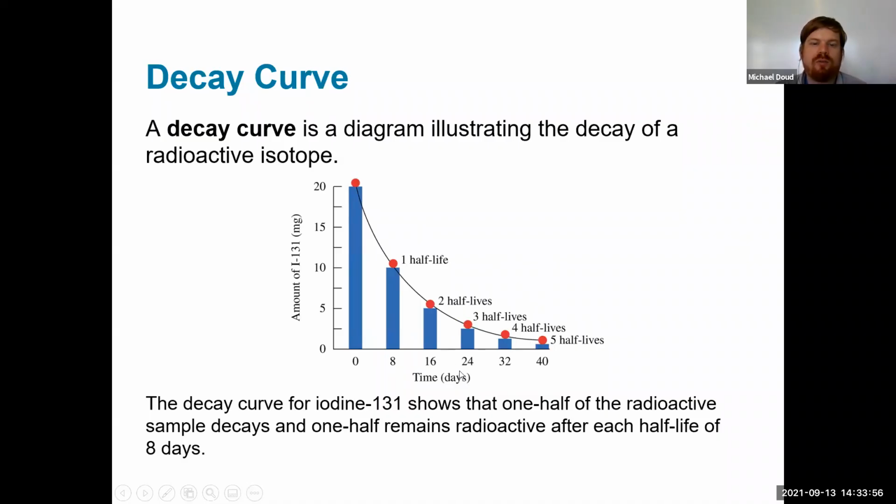Now, for iodine-131, we see that it has a half-life of 8 days. So after every 8 days, the amount of radiation from the iodine-131 decays in half. So if we start again with 20 milligrams, it ends up at 10 after 8 days. After 16 days, it halves again to 5 milligrams. After 24 days, it halves again to 2.5 milligrams, halves again after 32 days to 1.25, and then from there to 0.675 and lower.